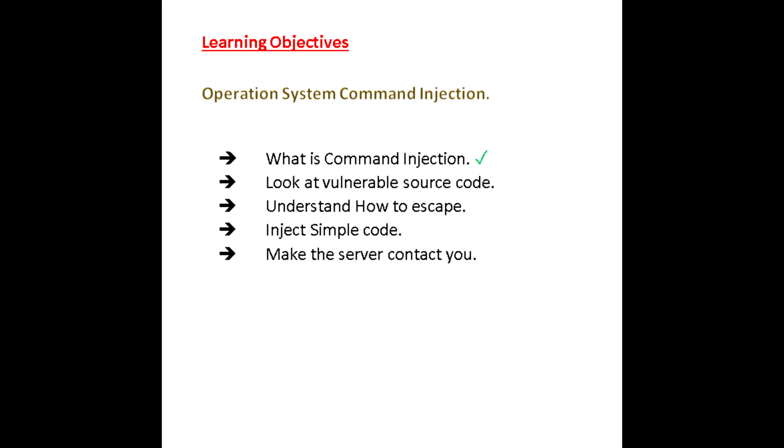We talked about what a command injection is. Now let us look at the vulnerable source code. Then we will see how we can escape this function. Then we will inject a simple code. And finally, we will make the server ping our host.